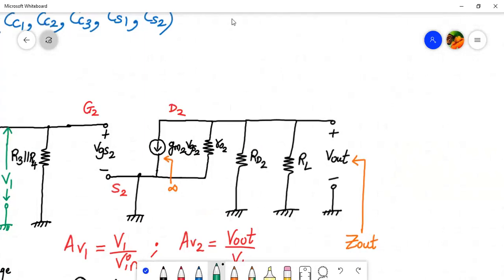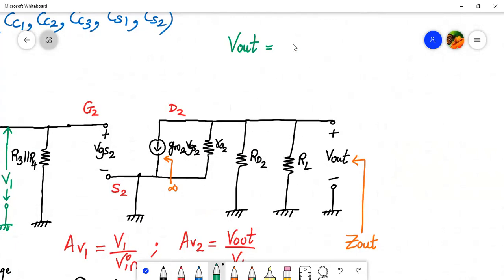Can anyone tell me what is the V out? V out can be written as, so these three resistances are in parallel, right? And this will be the current. This is the current which is flowing in these three resistances, but this current is not going towards the ground. It's moving away.